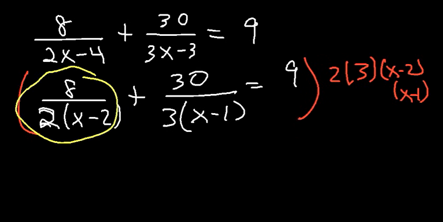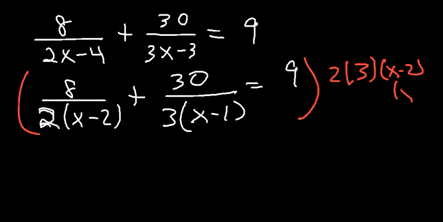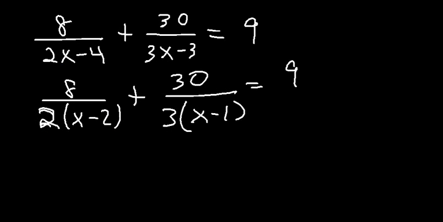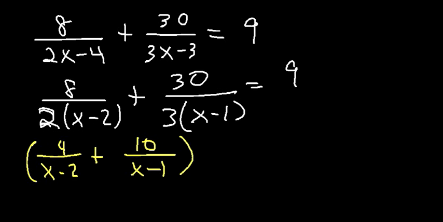So this term, well actually no, we don't need to do that. Let's simplify it first. Because 8 divided by 2, we can reduce that to 4. And 30 divided by 3, that's 10. Yeah, this is going to make the problem a lot easier if we simplify it first.